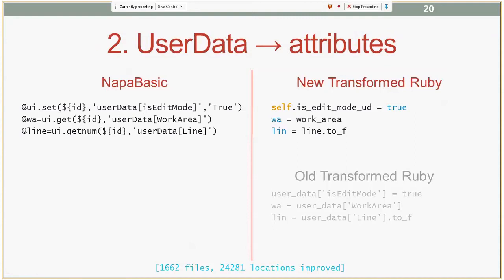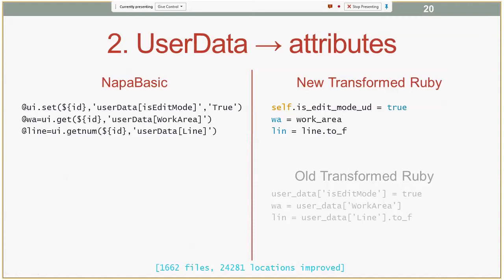User data to attributes. Everybody who's been working with widgets knows, because user data is the golden hammer to store state, to store some kind of data in our present widget framework. It's used for everything, very commonly. So here are some expressions of user data getting and setting. The old transformed Ruby is already a bit simpler than the original ones, but it uses this kind of user data. So each widget has a user data hash map, and then this hash map is indexed with the parameter and so on.